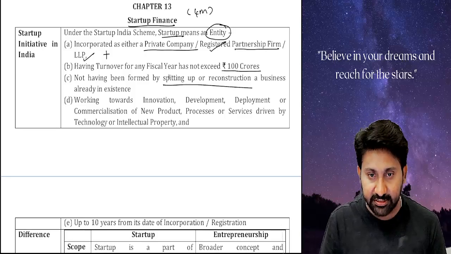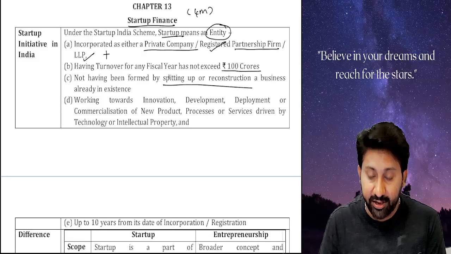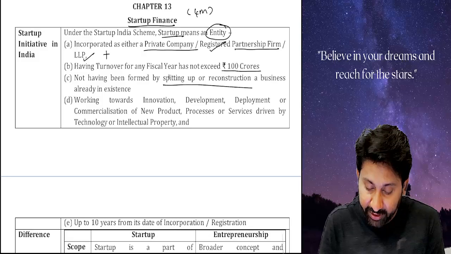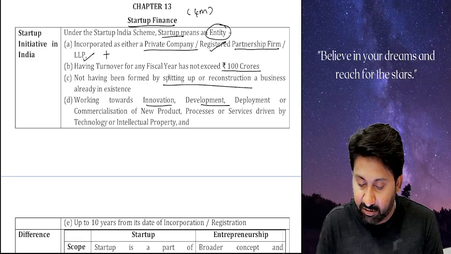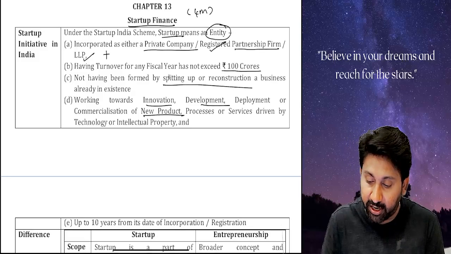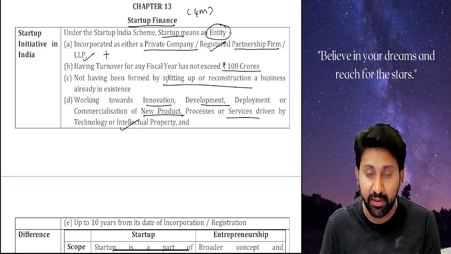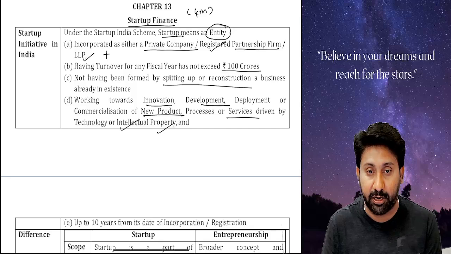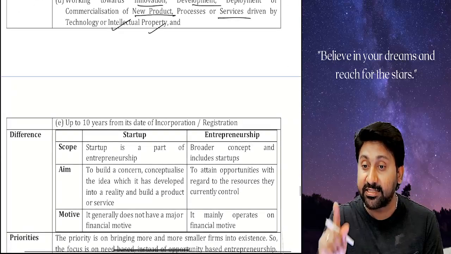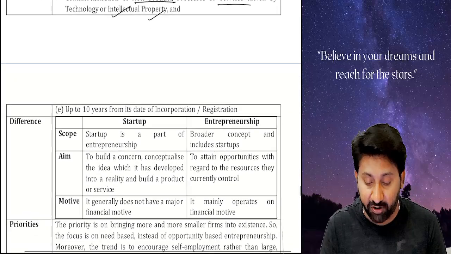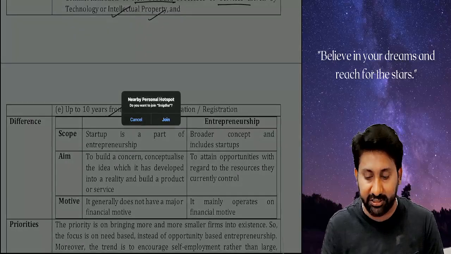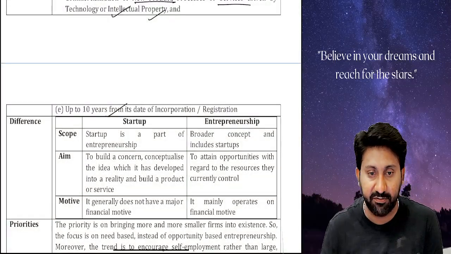Okay, next, it should not have any service motive. It should be working towards innovation, development, and commercialization of new products, processes, services, etc., or it should create intellectual property. Next, the status of startup will be given only for a period of 10 years from the date of registration. Okay, this is the first one we completed.